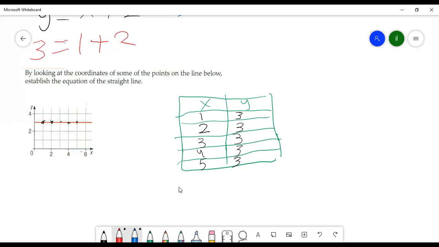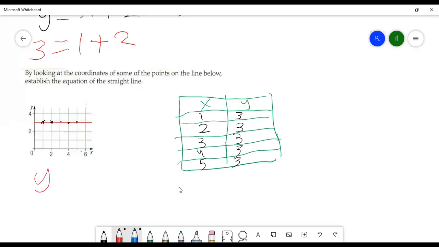So for example, if you have a function machine, you're going to put numbers inside it. You are going to put 1, 2, 3, 4, 5, and always you see the output is a constant, one value only, Y: 3, 3, 3, 3, for example.